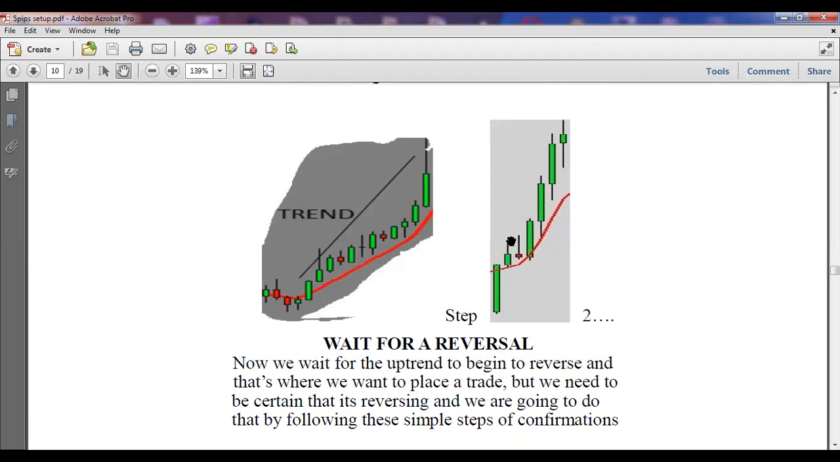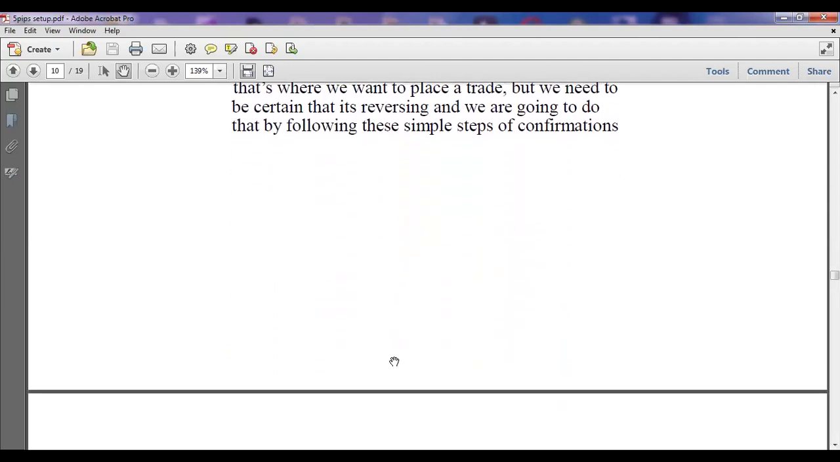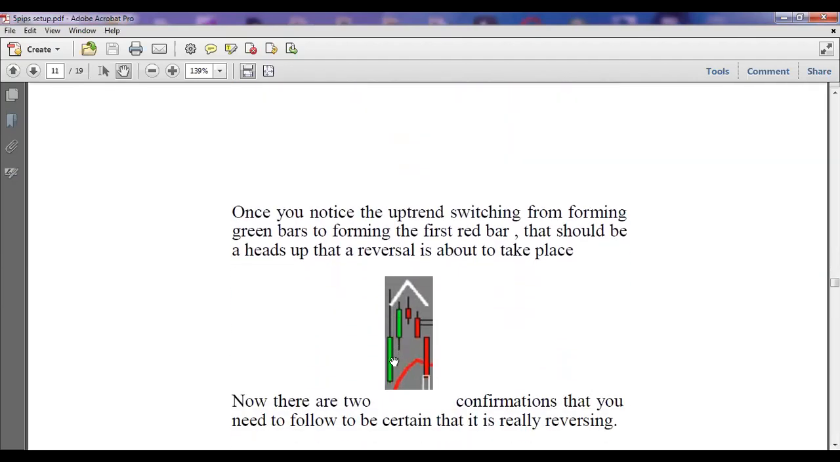Then the second thing you need to do is wait for a reversal. Wait for the uptrend to begin to reverse, and that is where we want to place a trade. But we need to be certain that it is reversing, and we are going to do that by following these simple steps of confirmations. Once you notice the uptrend switching from forming green bars to forming the first red bar, that should be a heads up that a reversal is about to take place.